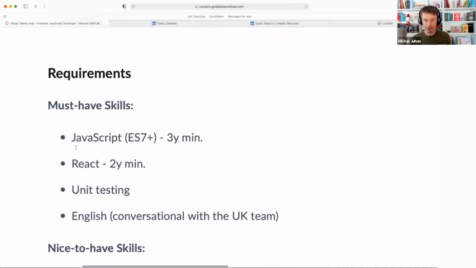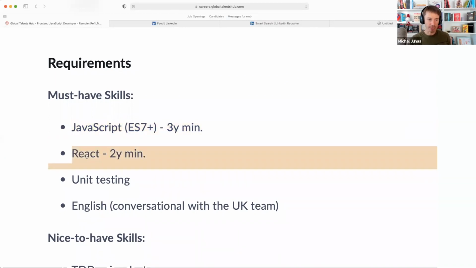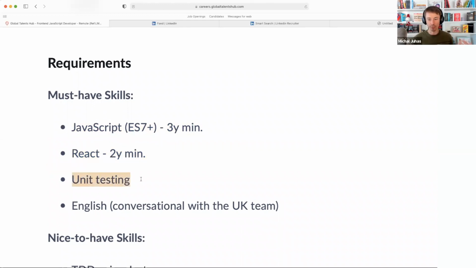So the hiring manager is saying, hey, Michael, we need someone who has decent experience with JavaScript, at least 3 years, some experience with React, at least 2 years, and someone who has already written unit tests. The team is based in the UK, so English is quite important.